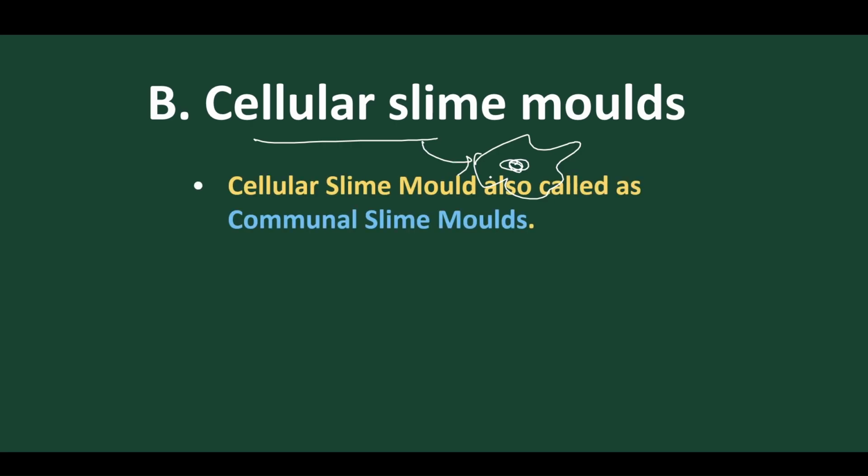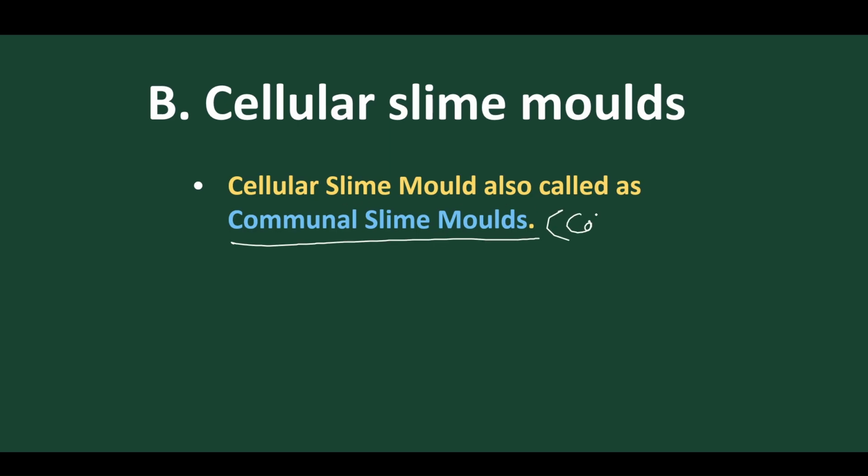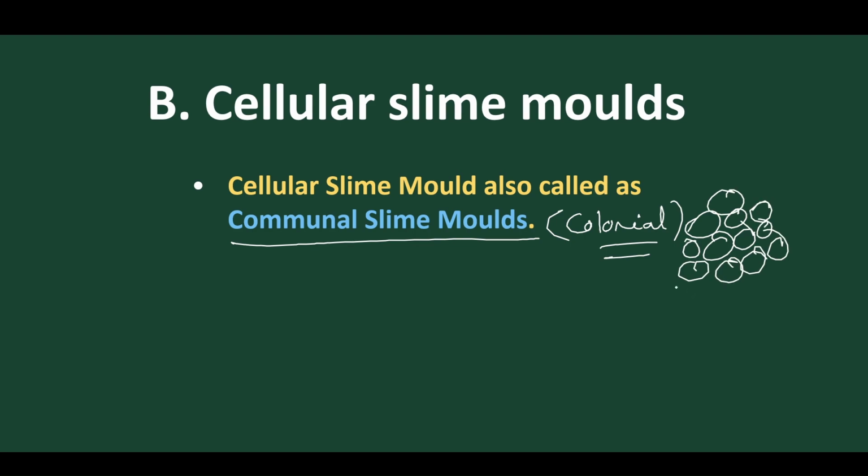Now let's discuss cellular slime molds. They contain myxamoeba-like, unicellular cell-like structures. These slime molds are cellular slime molds, also called communal slime molds. What is communal? Colonial. They form colonies, pseudofilaments, small filaments or pseudoplasmodium, because they have the power of forming colonies.